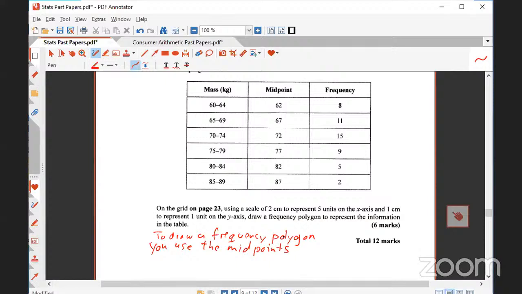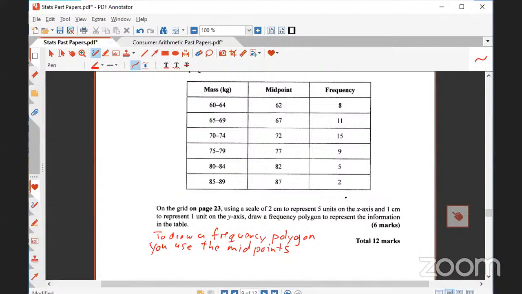All right, so the only thing about this is just that they gave you the midpoint, so you don't really have to worry about that. But if they didn't give you the midpoints and all they gave us was the mass and the frequency and said draw a frequency polygon, then I need you to know that in order to draw the frequency polygon, you're going to have to utilize your midpoints first. In this case, they found the midpoints for us, so we wouldn't have to worry about that.